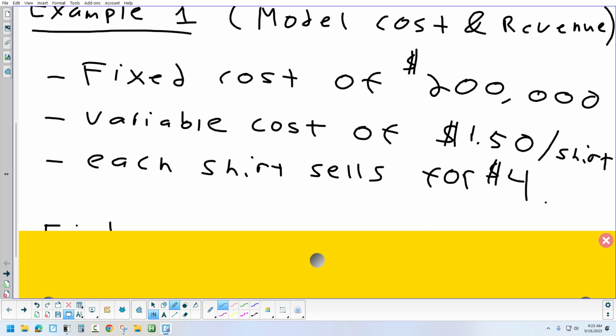If you only sell one t-shirt for the whole year for this company, yes, you took in $4 in revenue, but is that actually profit? No, not if you paid $200,000 to rent the building, and the $1.50 it cost you to make that shirt. So cost is just money that the company spends. Revenue is what they take in. If we look at the difference, that's the profit. And profit could be negative if they don't sell enough product to make the money.